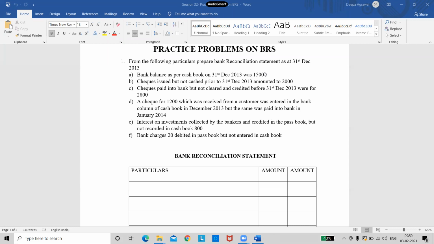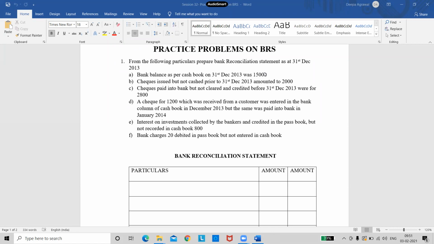Now see the next transaction. Interest on investments collected by the banker and credited in passbook but not recorded in cash book. So this transaction is clear. Which book has recorded and which book has not recorded here? See the transaction clearly, Kiranmai. Read it once again. What does it say? Interest on investments collected by the banker and credited in passbook but not recorded in cash book. So that means the passbook has recorded and the cash book has not recorded.